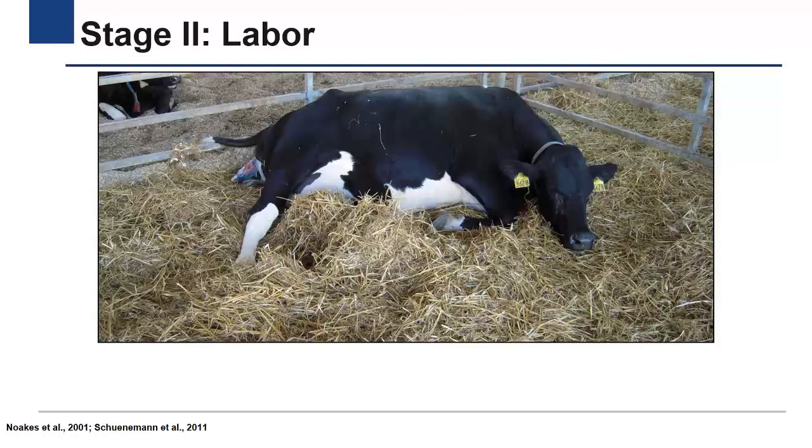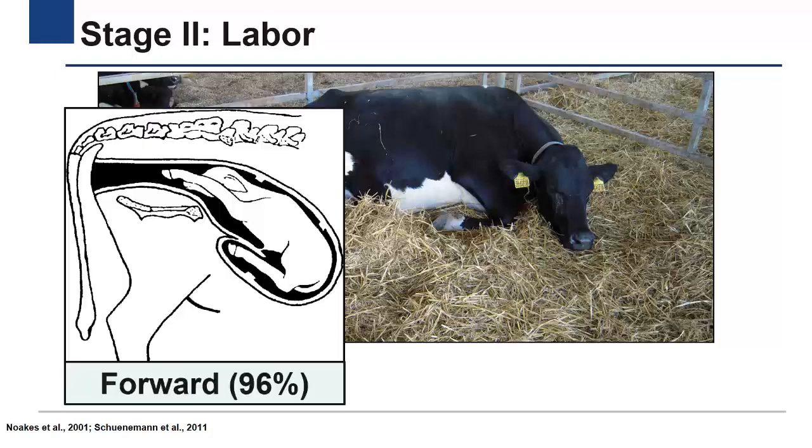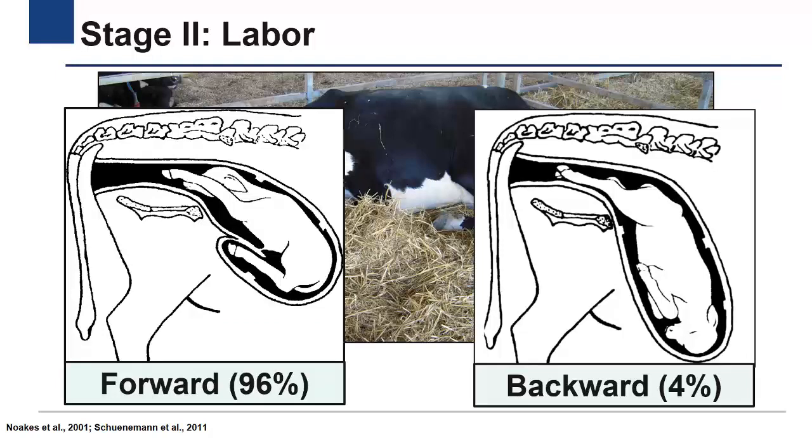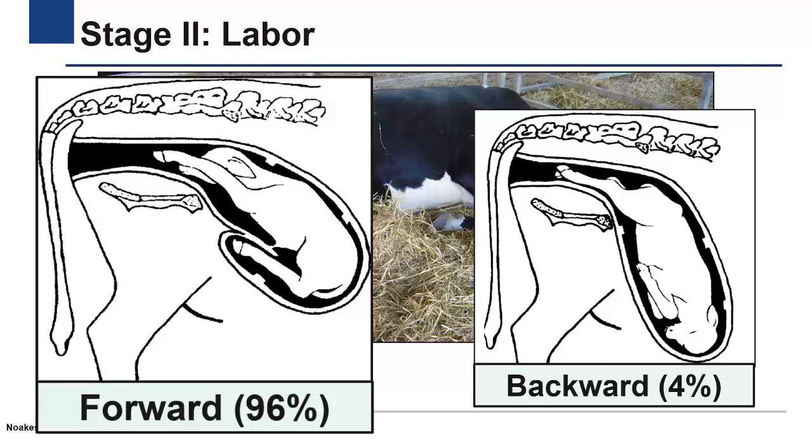Stage 2, better known as labor, is the active phase of parturition, characterized by the start of abdominal contraction and the total expulsion of the fetus. There are 2 calf presentations that are considered normal in cattle, which are extended forward and extended backward presentations. In the forward presentation, the first structures to appear through the vulva are the front legs with the head of the calf positioned on top. This is the most common presentation in normal calvings, occurring in 96% of the cases.